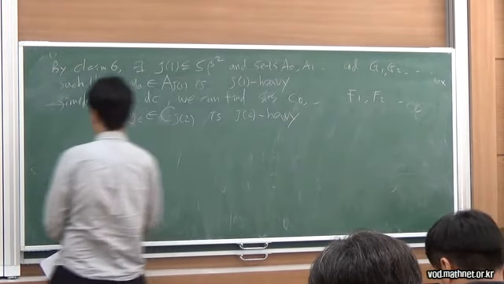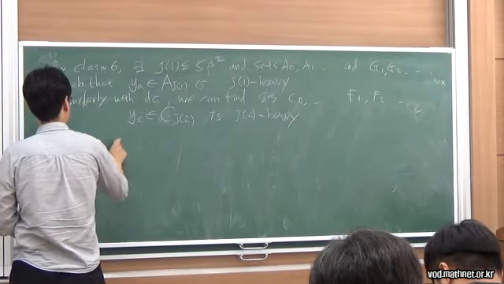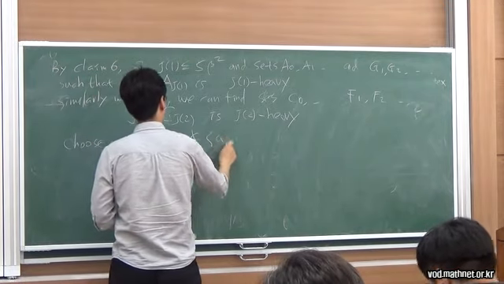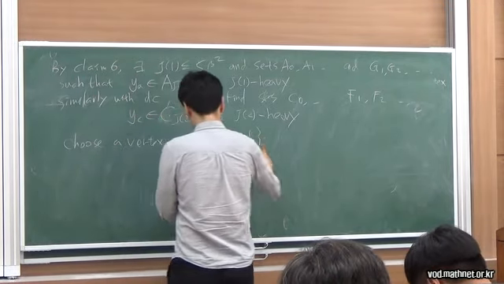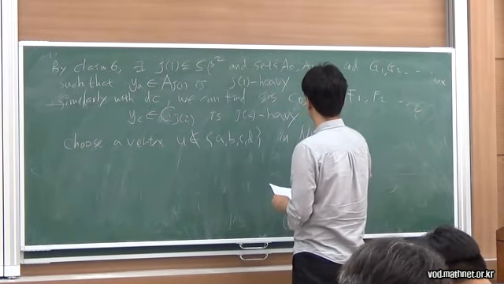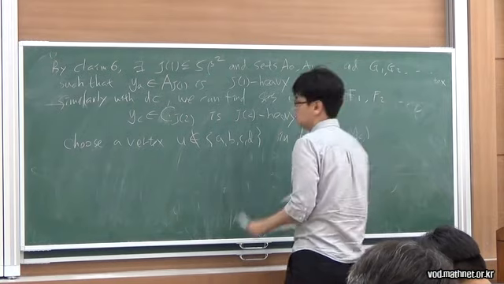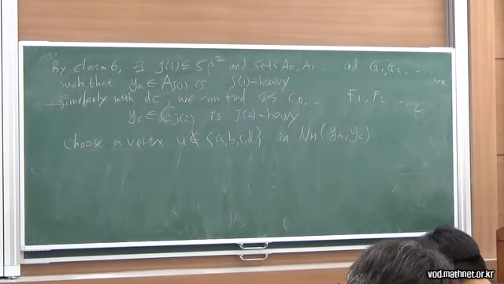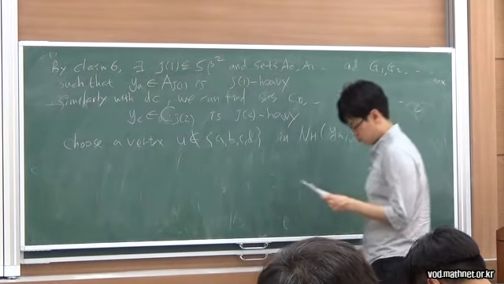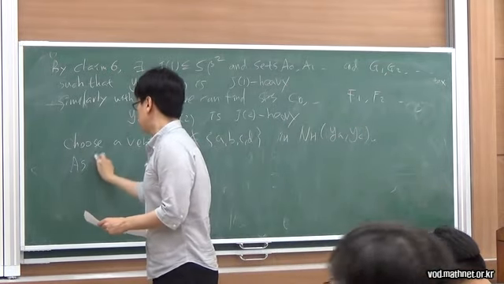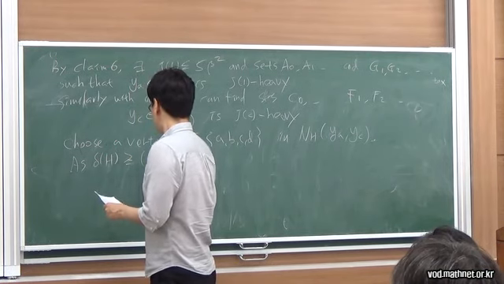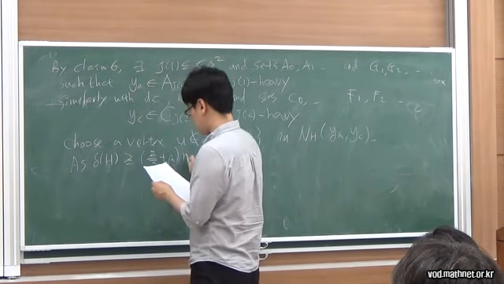Then we choose a vertex U, which is outside of A, B, C, D, in common neighbor of Y_A, Y_C, just like this. H has minimum degree at least 2/3 plus beta times n.